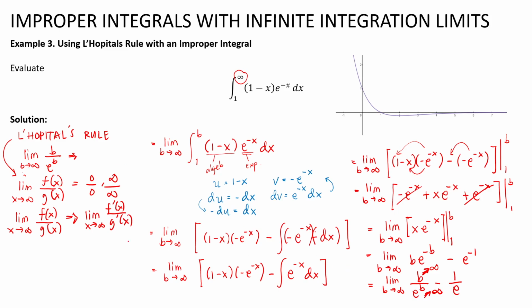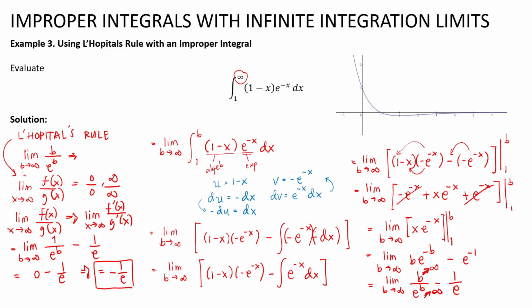So what happens in our example is this now becomes the limit, using L'Hopital's rule, as b approaches infinity. The numerator now becomes 1, since the derivative of b is 1. The derivative of e raised to b is still e to the power of b. So applying the limits now, 1 over infinity is equal to 0. So this is 0 minus 1 over e. So the answer is negative 1 over e.